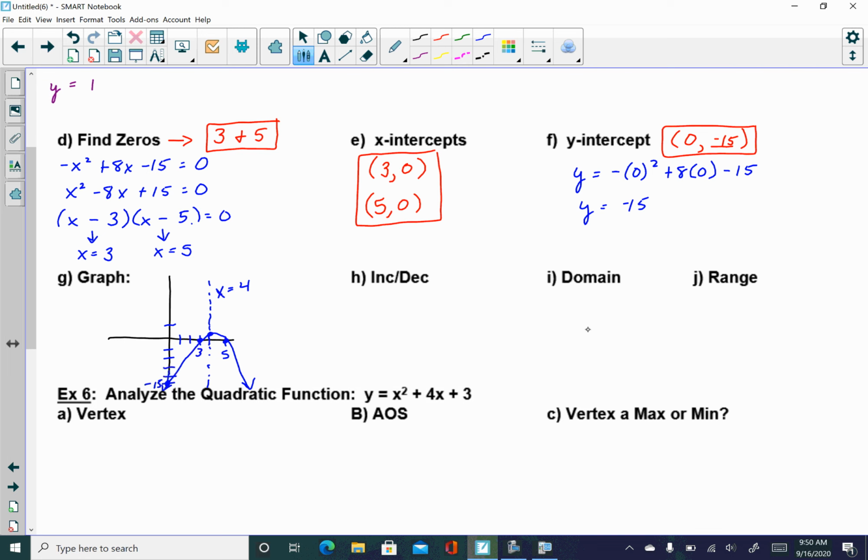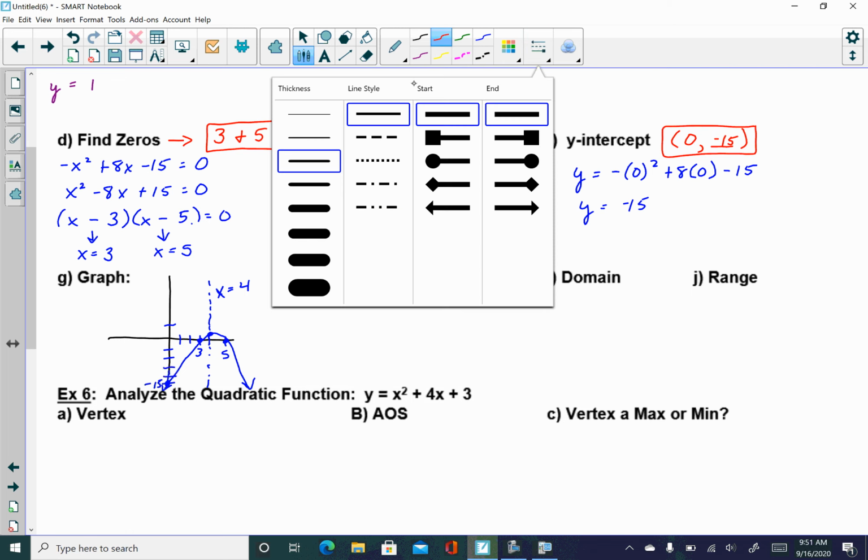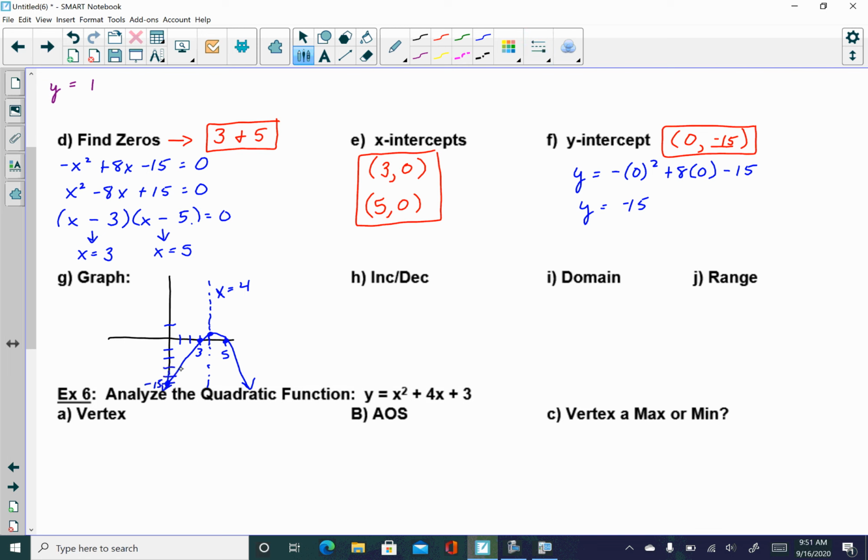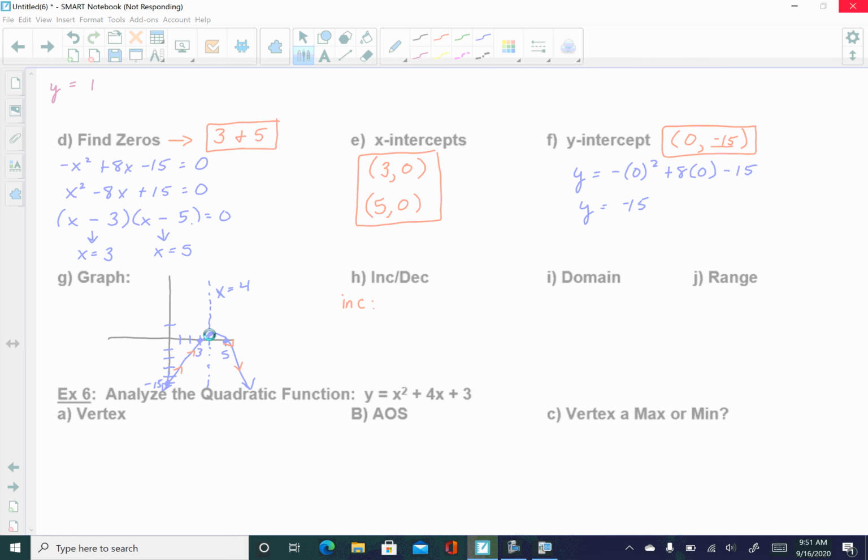Now you'll notice the next three pieces are asking you for your increasing, decreasing intervals, domain, and range. So remember, for your increasing and decreasing intervals, if you put little arrows on your graph, if the arrows are pointing up, you're increasing. If the arrows are pointing down, you're decreasing. So I am increasing then, and remember you're always reading your x-axis, from negative infinity to this x value of your vertex up here, so to 4.